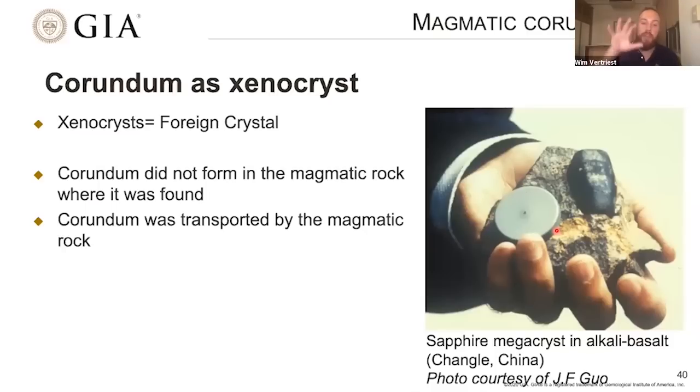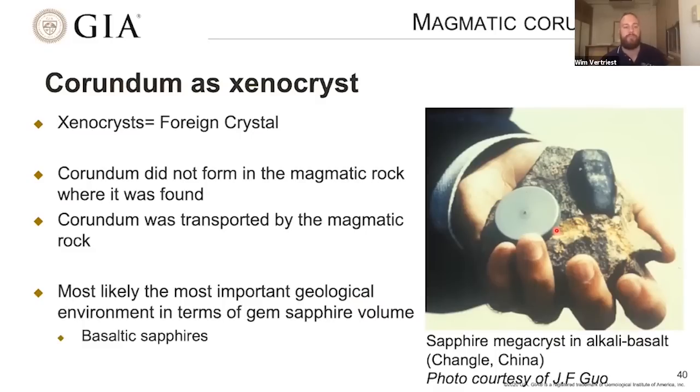So the corundum did not form in that magmatic rock where it was found. So we find it on the surface in this type of rock, but it didn't grow in there. It was grown somewhere else. So it was mainly just a mode of transport. And I think people that are a bit familiar with diamond geology are very familiar with the term and the concept of xenocrysts, because most diamonds are actually xenocrysts.